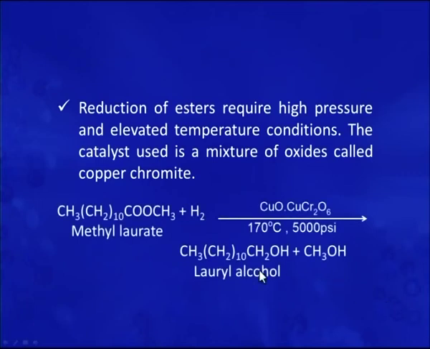Here you can see methyl laurate is an ester of a long chain carboxylic acid. This ester upon reduction forms lauryl alcohol along with methyl alcohol. The conditions required for this are copper chromite at 5000 pounds per square inch of pressure and 170 degrees of temperature. So, drastic conditions are utilized for the reduction of esters.